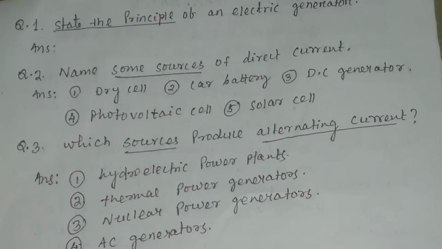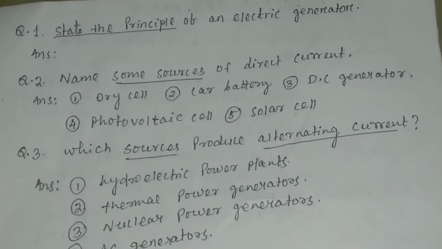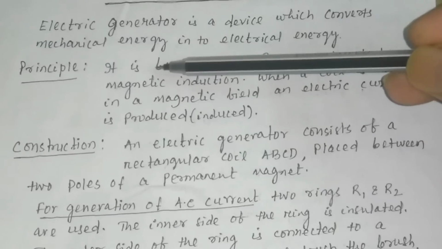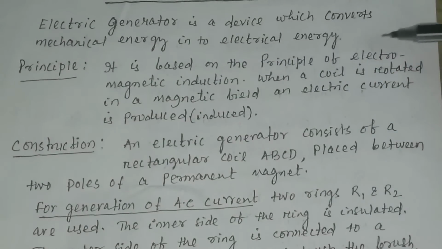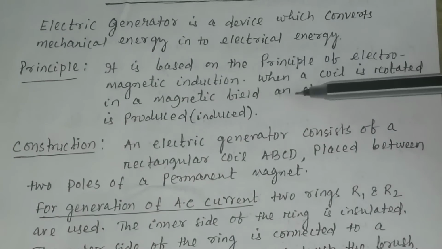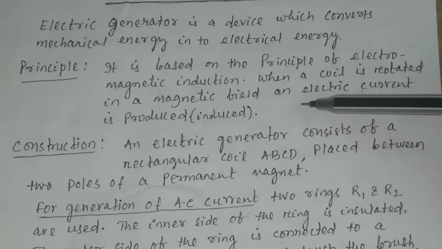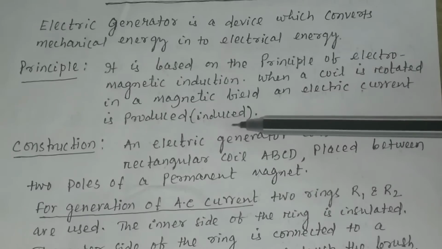Now let us discuss some questions. State the principle of an electric generator. An electric generator is based on the principle of electromagnetic induction. That is, when a coil is rotated in a magnetic field, an electric current is produced or induced.